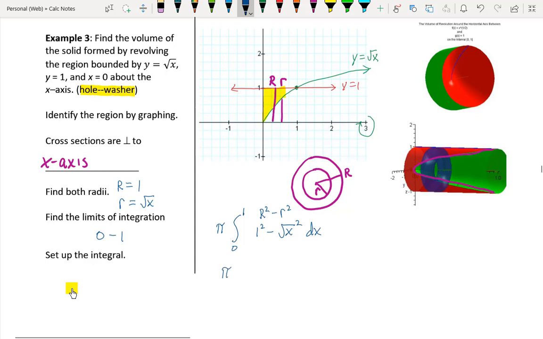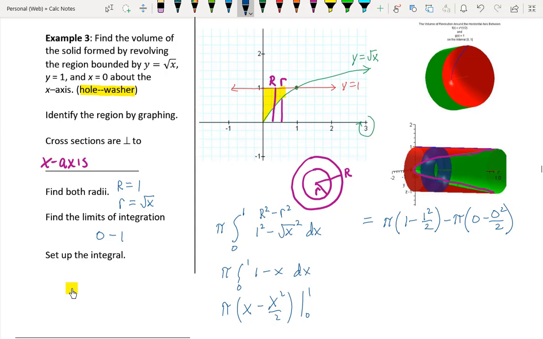And we'll do pi from 0 to 1. This is 1 minus x dx. And since this is pretty easy, we'll just go ahead and finish this one. We want an antiderivative. So we have pi times x minus x squared over 2, and we're going from 0 to 1. So this is going to equal, and I'm going to leave pi on the outside, pi times 1 minus 1 squared over 2, minus pi again times 0 minus 0 squared over 2.